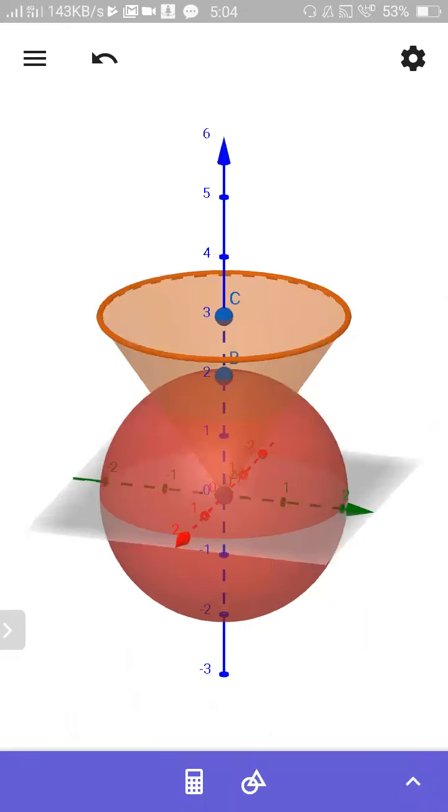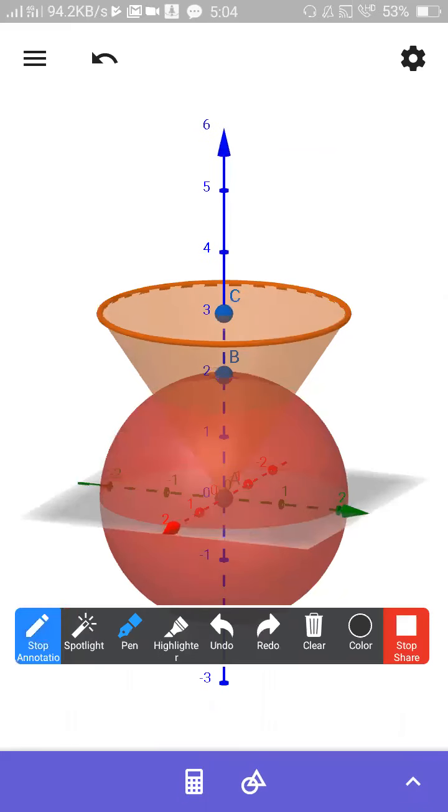See, half the portion of the circle is visible here, and the remaining part is available inside. Definitely it will form a circle, like this. The other half of the portion will be on the other side. Okay, next.